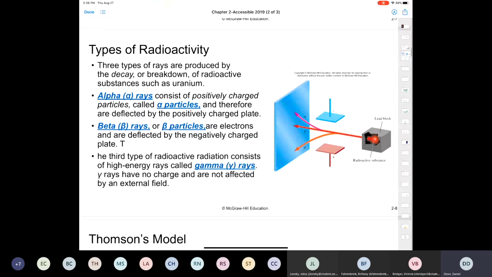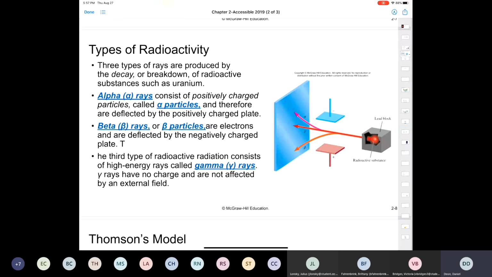And before we move on and discuss how the nucleus was discovered, we have to switch gears and talk about what's called radioactivity. Now, radiation is the emission or transmission of energy in the form of particles or waves through space or a material.